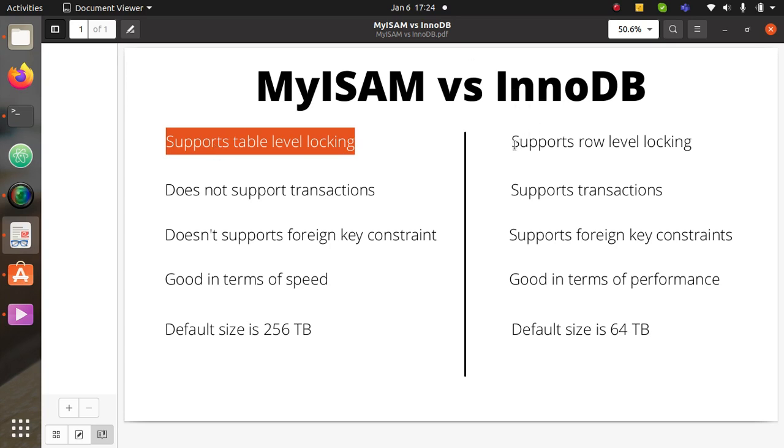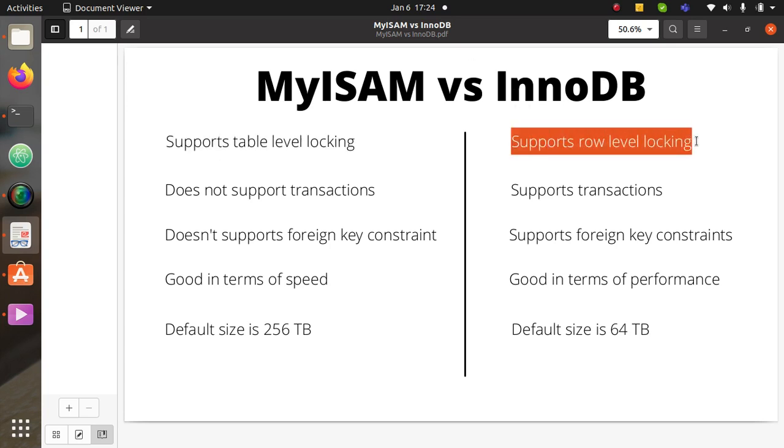However, InnoDB supports row level locking, which locks a specific row or a specific number of rows. Table level locking is basically beneficial when you have an unknown number of rows on which to perform some actions. However, if you know that you have to perform actions on a specific row or a number of rows, then you can go with row level locking.